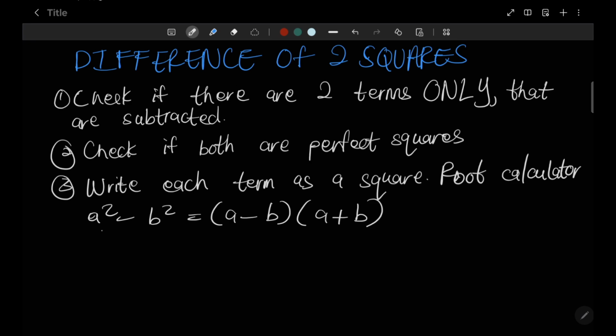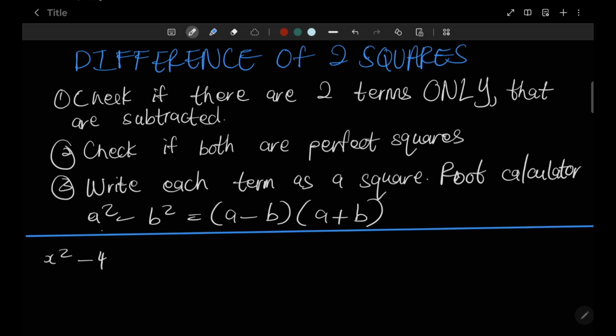Now let's do the first example and apply all these rules. The first example, x squared minus 4. Number 1, let's check if there are two terms only, x squared and 4. Your terms are separated by the plus or the minus sign. So x squared is the first term and 4 is the second term. So there are only two terms here that are subtracted. We have a minus sign here, so that meets the first condition.